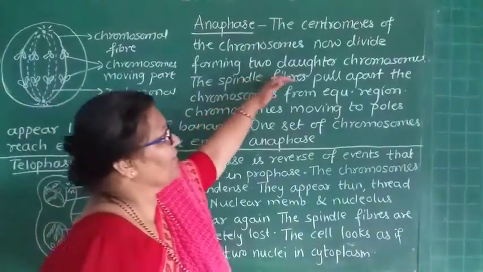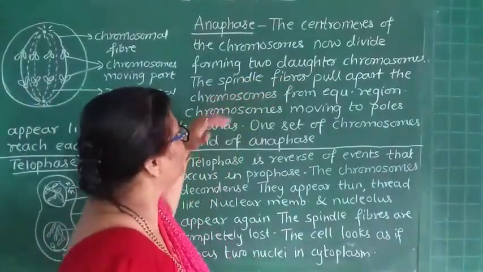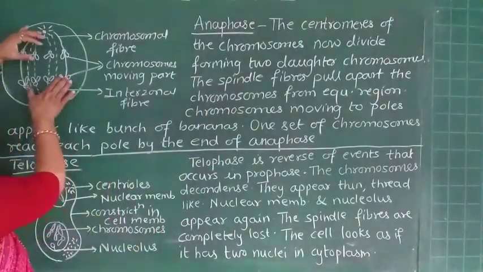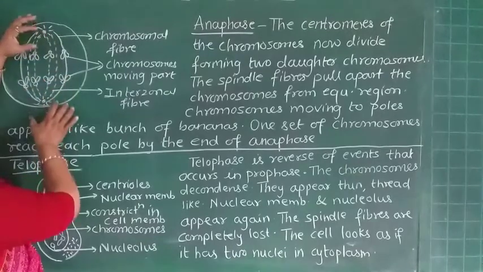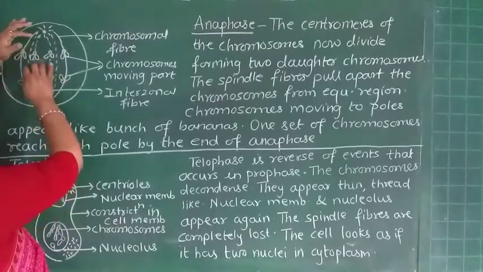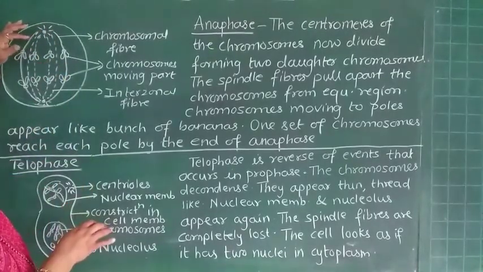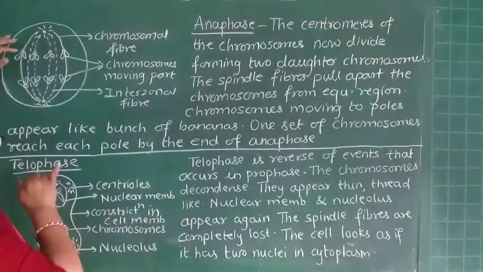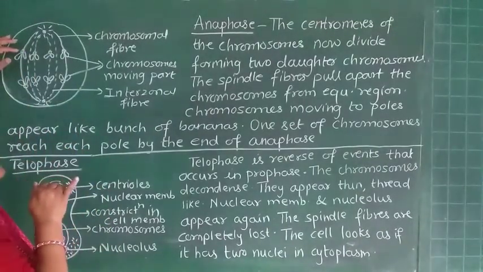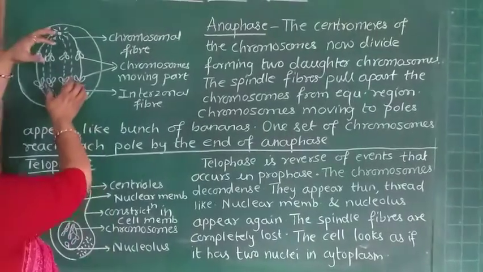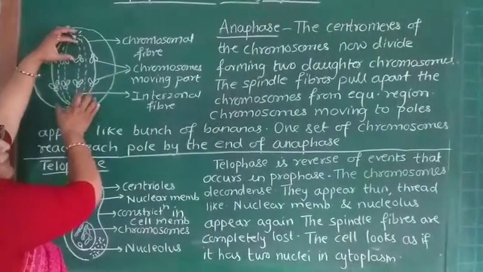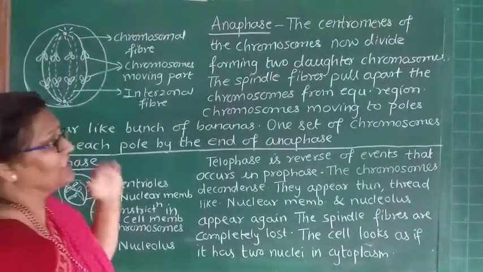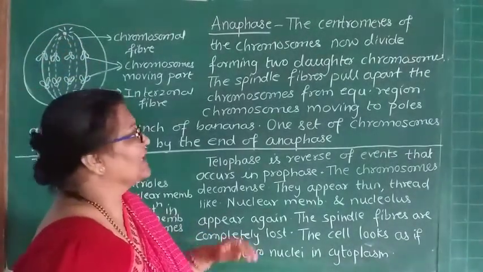The spindle fibers pull apart the chromosomes from the equatorial region. Now these chromosomes are pulled apart. In the metaphase, where were they? The chromosomes were at the equatorial plane. Now these chromosomes are pulled apart from each other, from the equatorial region.